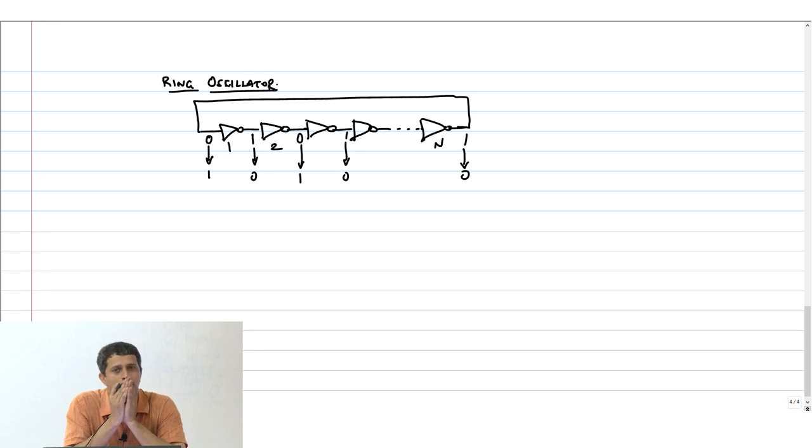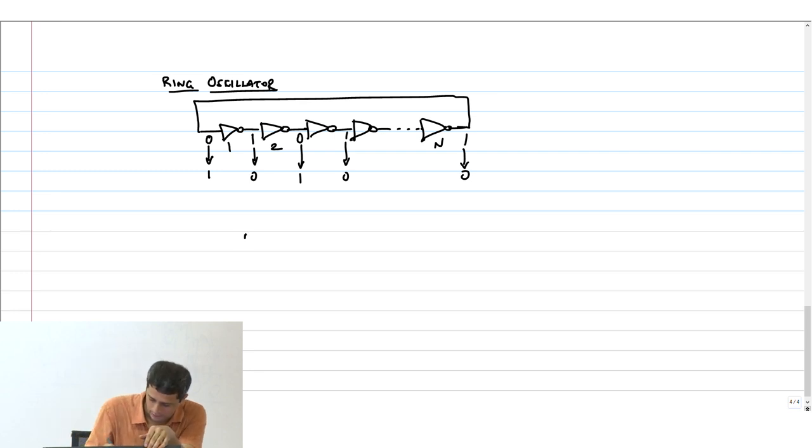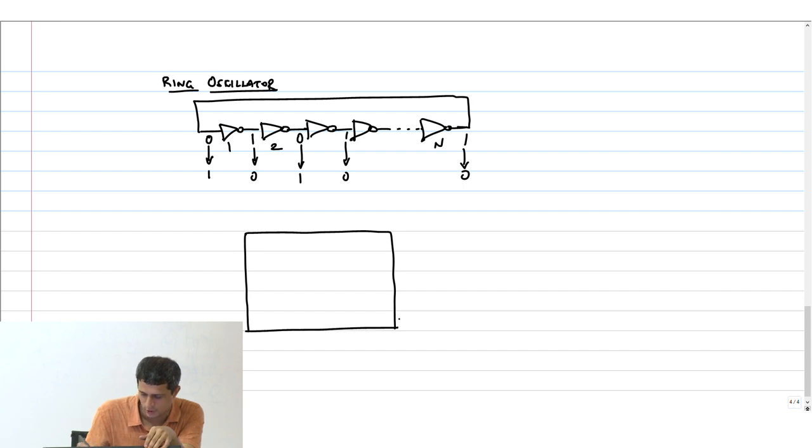Now, where is this circuit useful? It turns out that when you manufacture a particular chip, send it for fabrication and you get it back, it's not guaranteed that all the transistors are going to come back from the fab as you had expected. So I have a large circuit, like that microprocessor that I showed you, which has 8 billion transistors and so on.